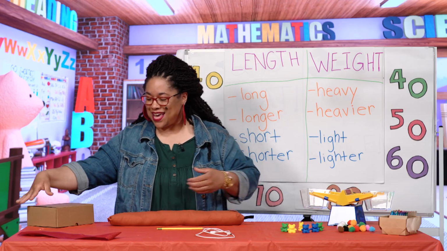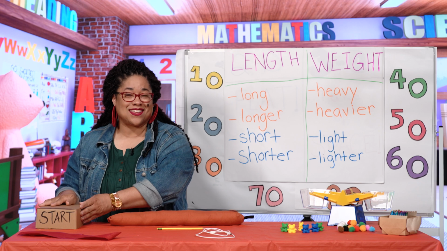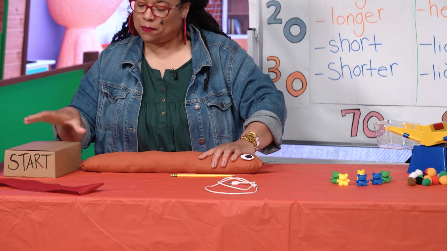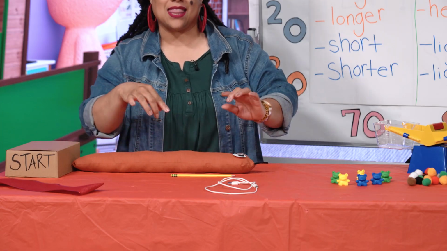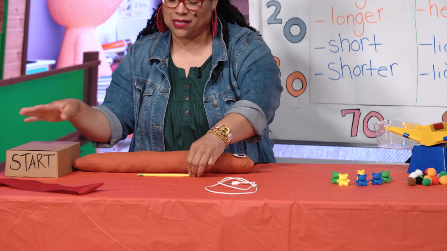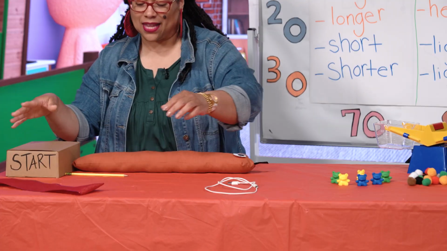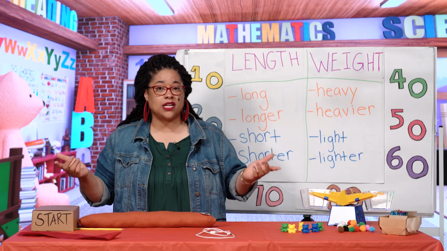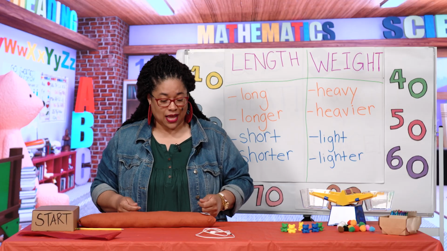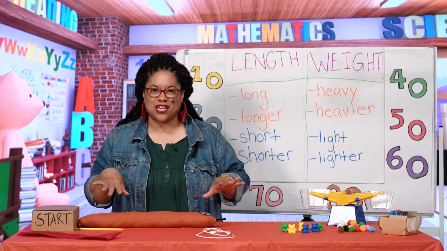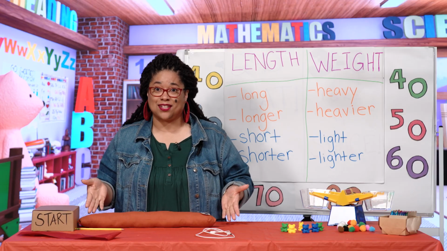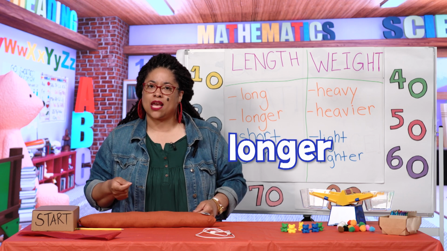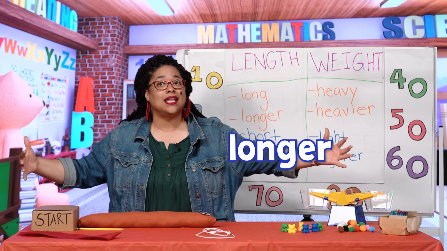So I'm going to use this as our starting line. So we have to move our snake right up to our start area. And then we have to do the same thing with our pencil. Right up. Now we can really get a good look and see which one is longer and which one is shorter. Now take a look, do some observations with your eyes, and let's take a look. Which object is longer? Meaning, which one has more length?